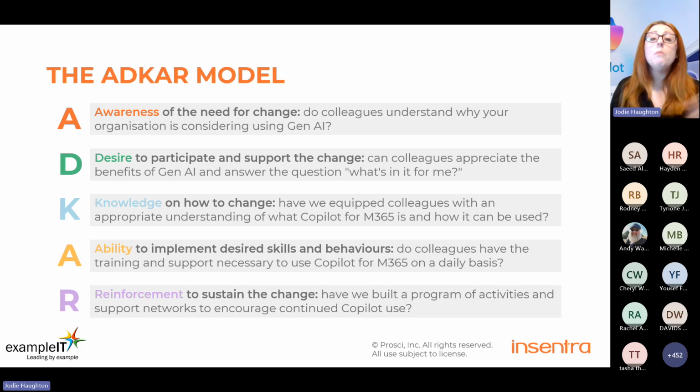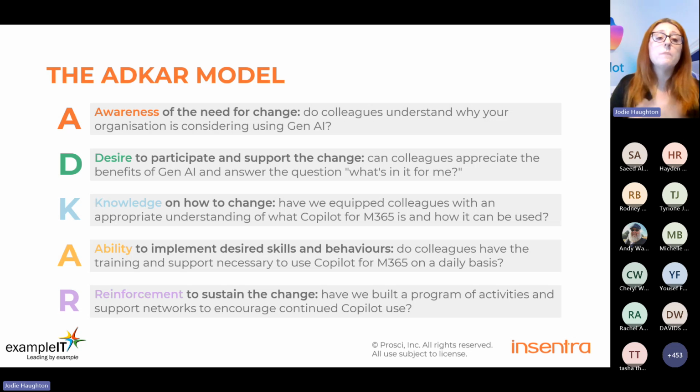So when we talk about this, I am going to assume that organizations will start rolling Copilot out with a pilot phase to prove the return on investment. Now, when we're talking about change management, one of the models that we can bring into play is Prosci's ADKAR model. So that is what's up on the slide here.